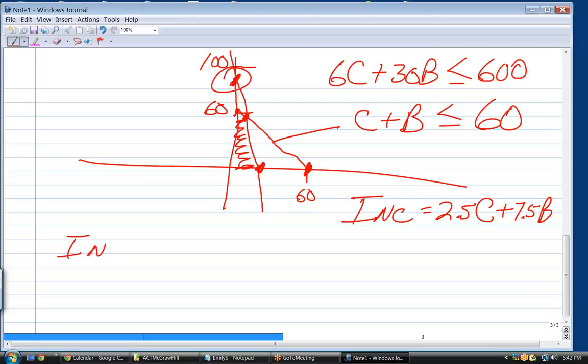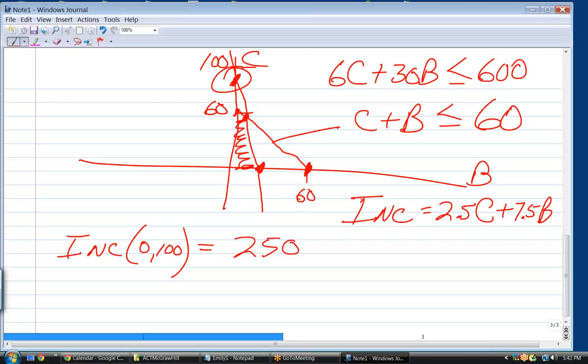So the income of the first vertex, which would be 0 buses, 100 cars, would be $2,500, correct? How do you know? No, 250. Well, because we get 250 for each car, and we get 0 for the buses, because we're going to have all cars. In other words, if I examine this vertex right there, that is the car axis, this is the bus.